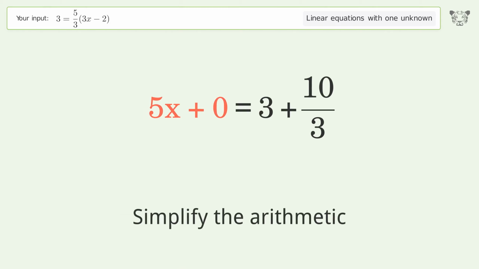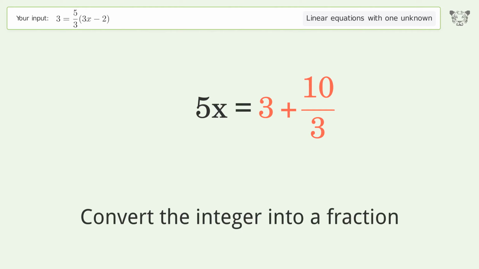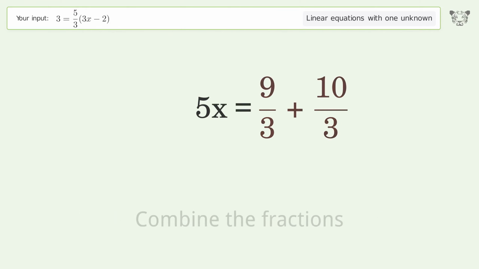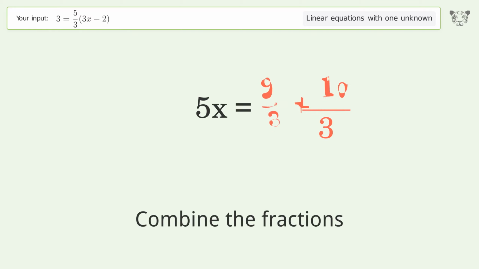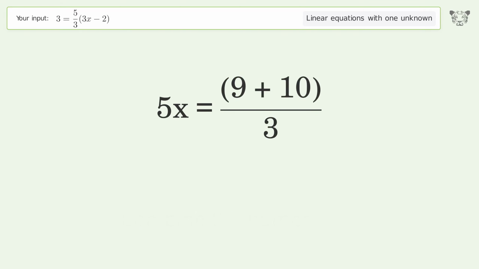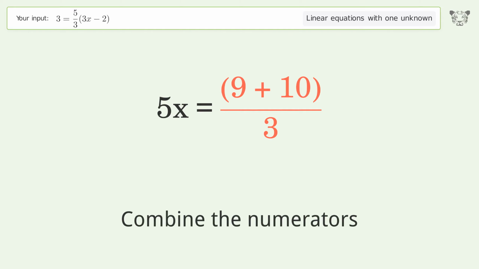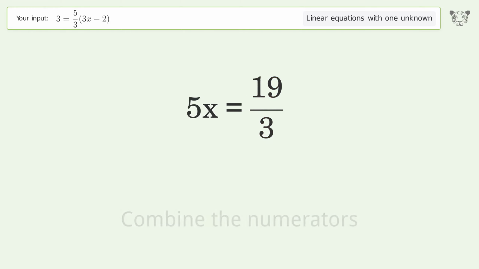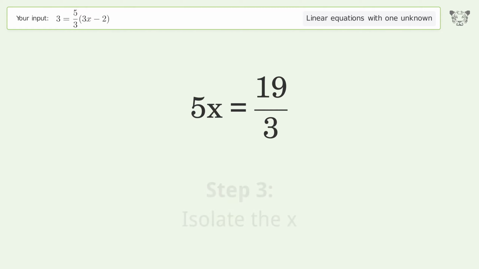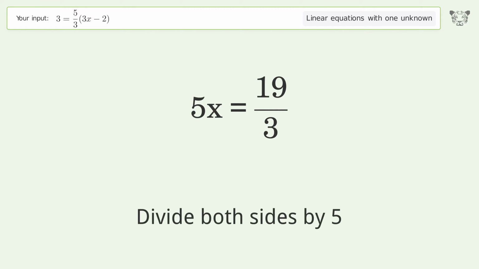Simplify the arithmetic. Convert the integer into a fraction. Combine the fractions. Combine the numerators. Isolate the x. Divide both sides by 5.